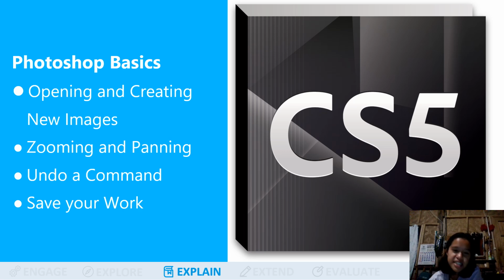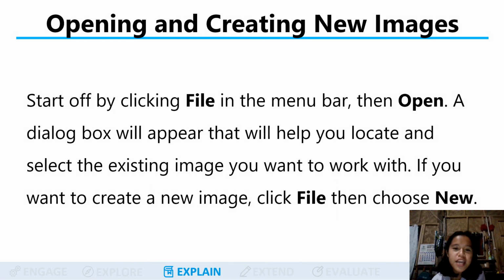So the Photoshop basics are opening and creating new images. Next is zooming and panning. Next is undo a command. And lastly, save your work. We say opening and creating new images. You should start off by clicking File in the menu bar, then Open. A dialog box will appear that will help you locate and select the existing image you want to work with. So if you want to create a new image, click File, then choose New.